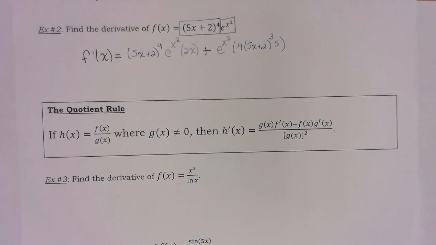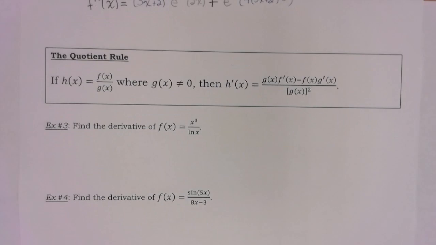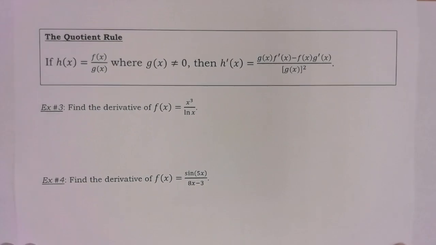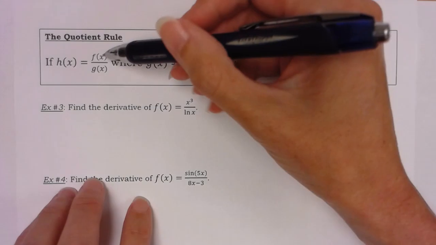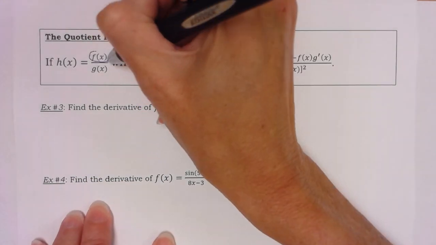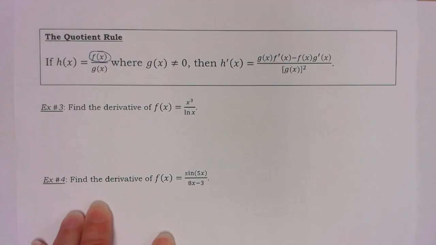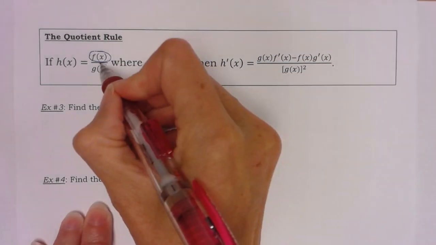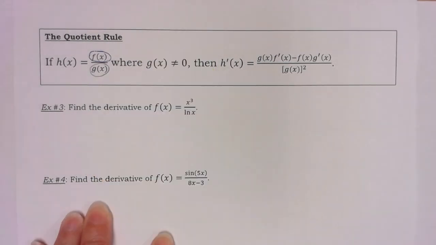So for our quotient rule, here is the rule. And again, a quotient, we're going to have something divided by something, but this top is going to be a function. Okay, the top will be a function, not just a constant. The bottom will be a function, again, not just a constant. And then I have this formula here.